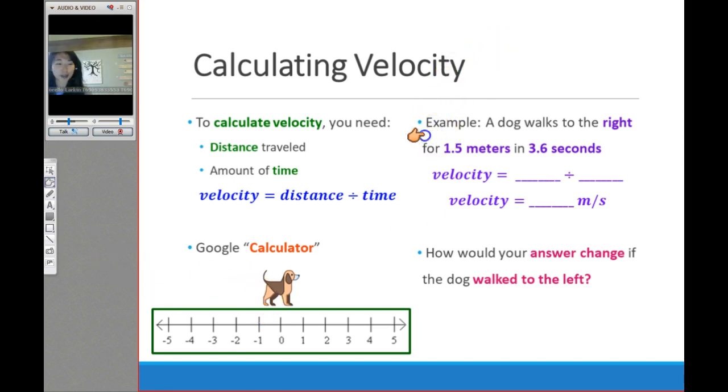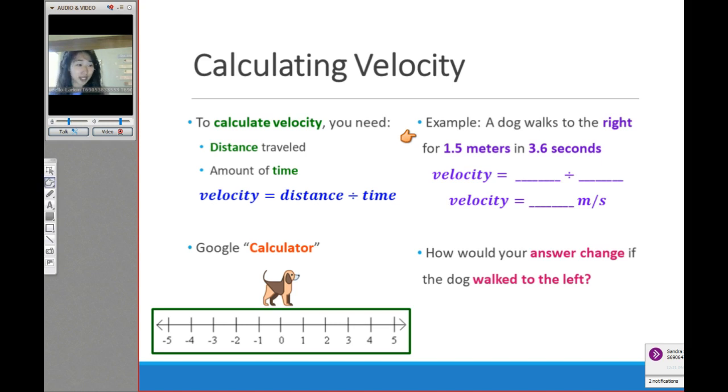In this example, we have a dog that walks to the right for 1.5 meters in 3.6 seconds. So we need to figure out how do we fill this in. In the first blank, just like you see over here, we need to have the distance. So take a look up here. Which of these is the distance? 1.5 meters or 3.6 seconds? Tell me in the chat box, which of these is the distance?